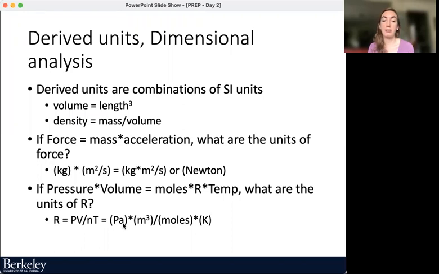And then I know the units of P, V, n, and T. Pressure is in units of pascals, for example. Volume is length cubed. Moles are my unit of moles. And Kelvin is my unit of temperature. So I don't need to memorize what the units of R might be. I can just use this equation that I know to figure out what they must be. Does anyone have any questions about this? So this is called dimensional analysis. What that means is we're using the units of the quantities that we're looking at to learn something.